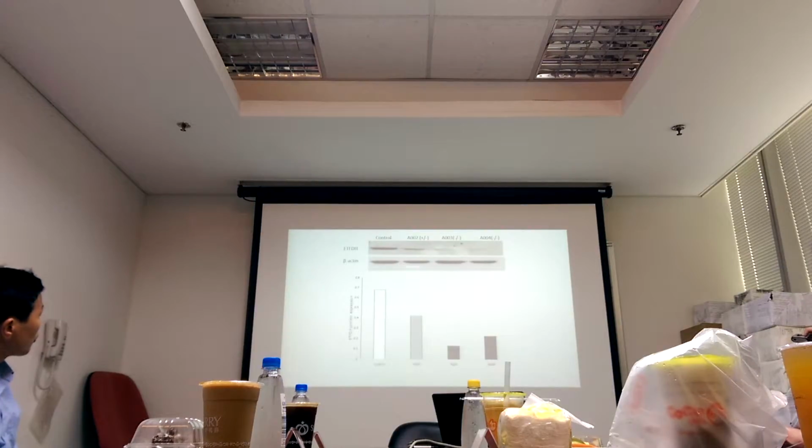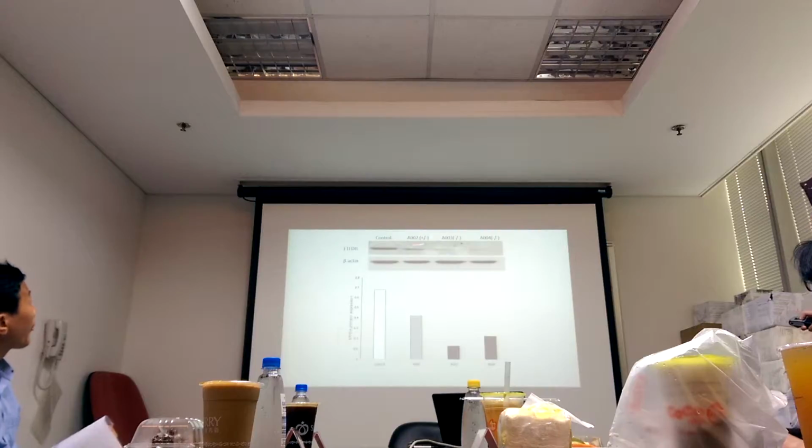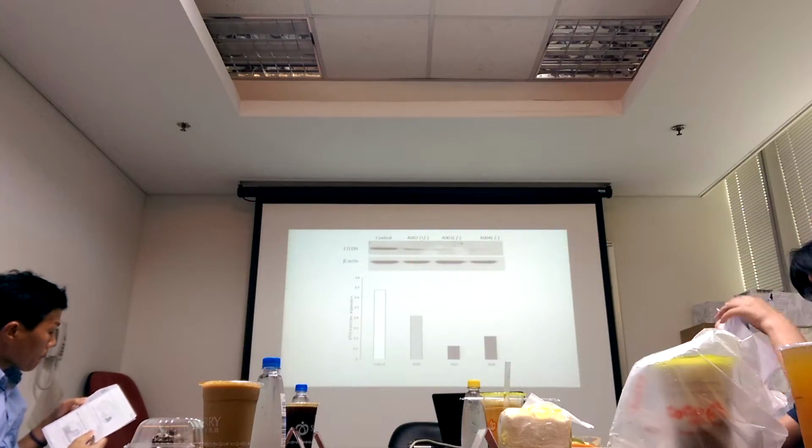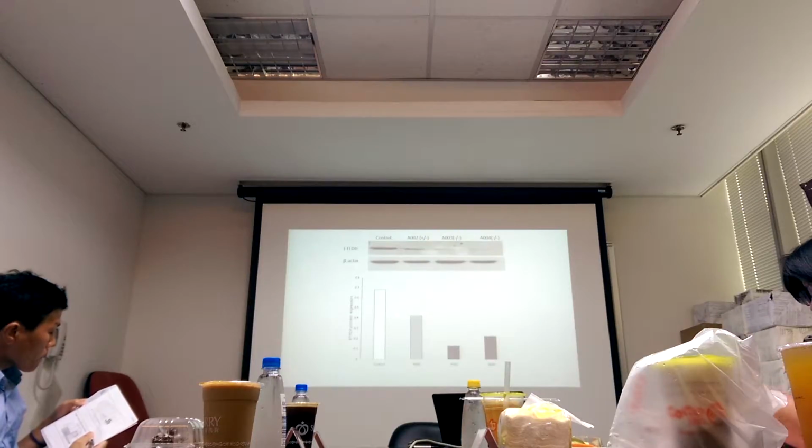This one is also an immunoblot, but compared among four groups, without fatty acid treatment. So you can see here, the heterozygote A002, the carrier group, shows half of the protein expression, but the patients show the lowest.